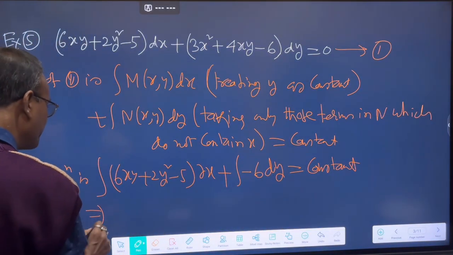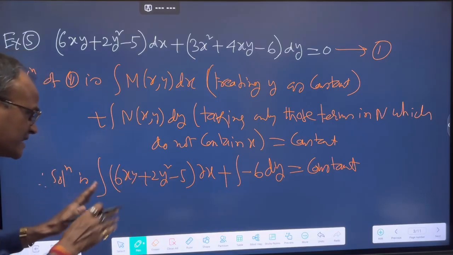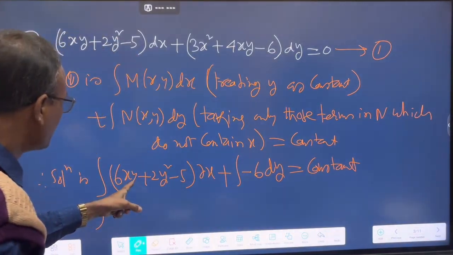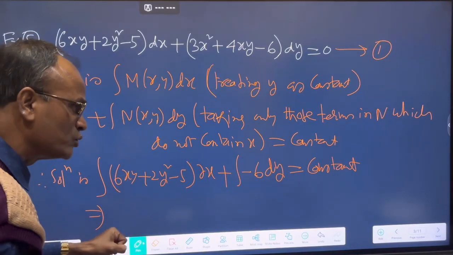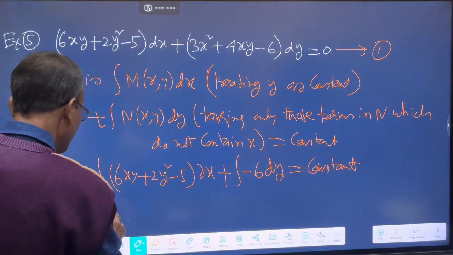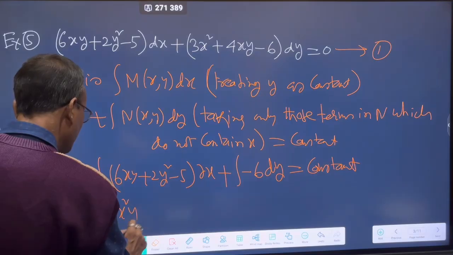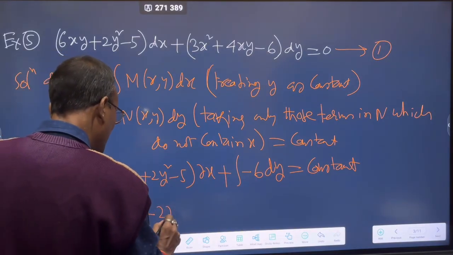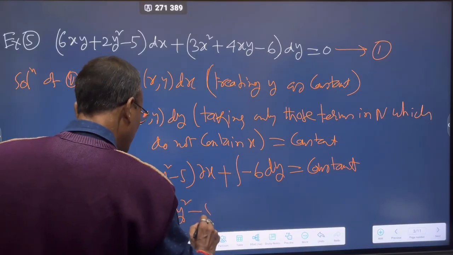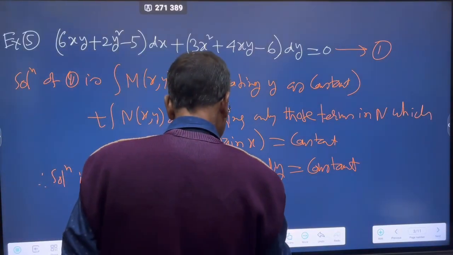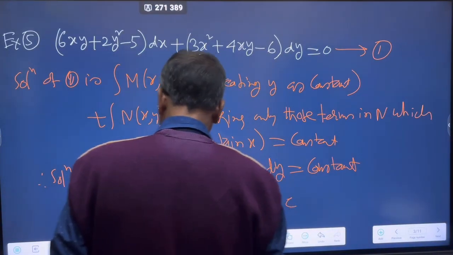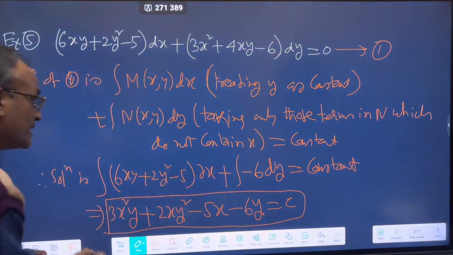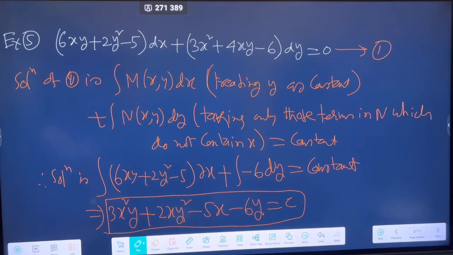This means integrate this with respect to x, treating y as constant. What will this be? 6y times x² by 2 means 3x²y, plus 2xy² (y² is constant), minus 5x minus 6y equal to constant. This is the solution of the given differential equation.